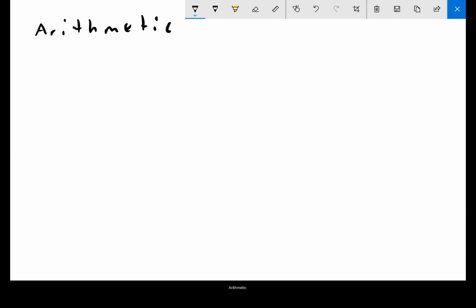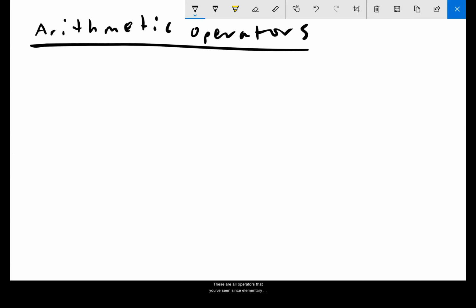All right. So we've got arithmetic operators. These are all operators that you've seen since elementary school. So we've got addition, subtraction, multiplication. Sorry, that's a star. Division, and this is called modulus, which is the Shift 5 button, the percent symbol.